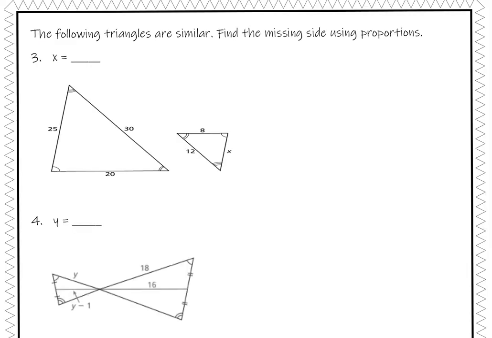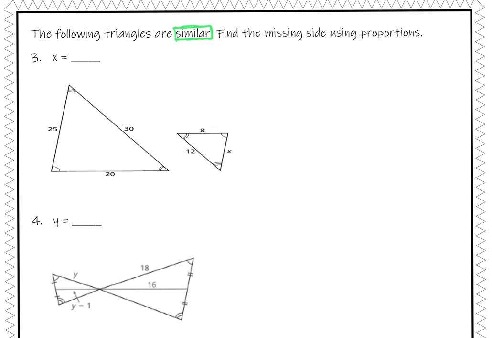So let's keep going on to the next problem, number 3. You'll see a lot in this lesson, there's a lot of opportunities to do some kind of cross multiplying or setting up the equations and solving for x. A lot of things to do with sides being proportional. So like number 3, we're continuing the same thing. It says the following triangles are similar. Find the missing side using proportions. The following triangles are similar, right? That's our key word.